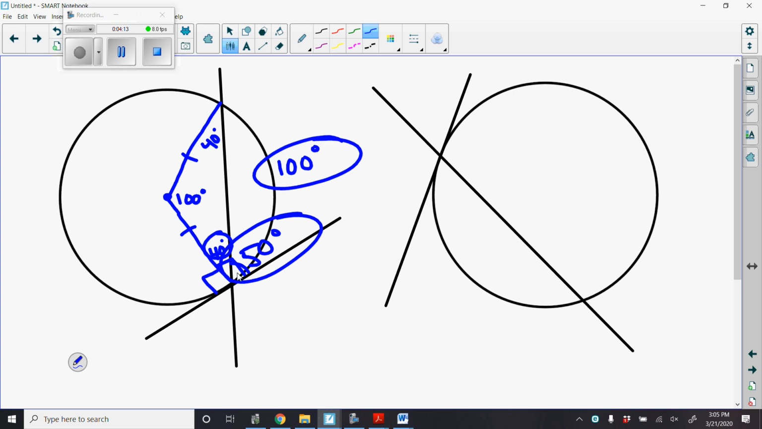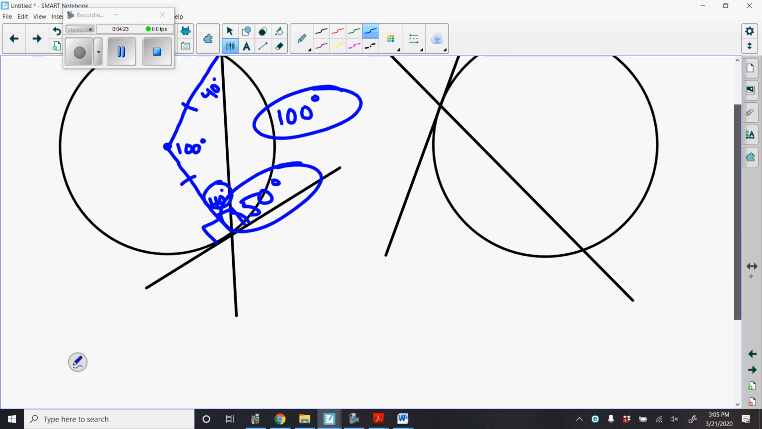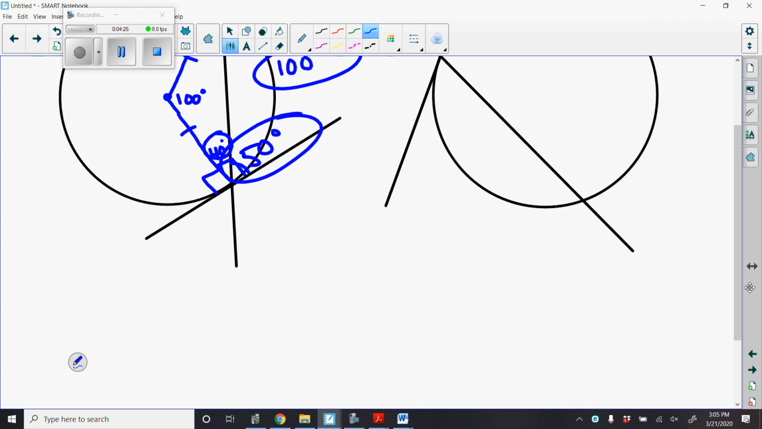How does it relate to the arc there? Well, it's half of that arc bend. So when you have a secant tangent on a circle, we get angle equals bend over 2.